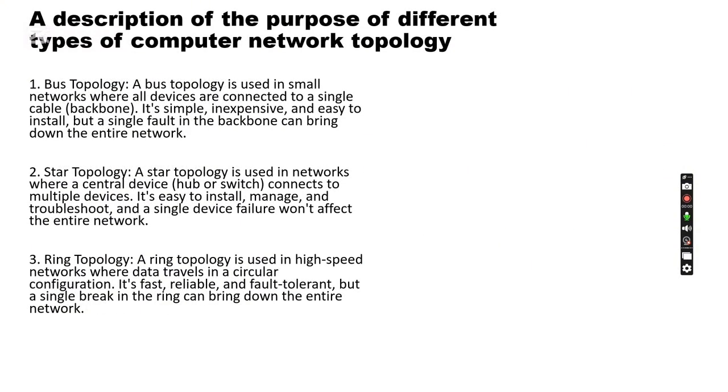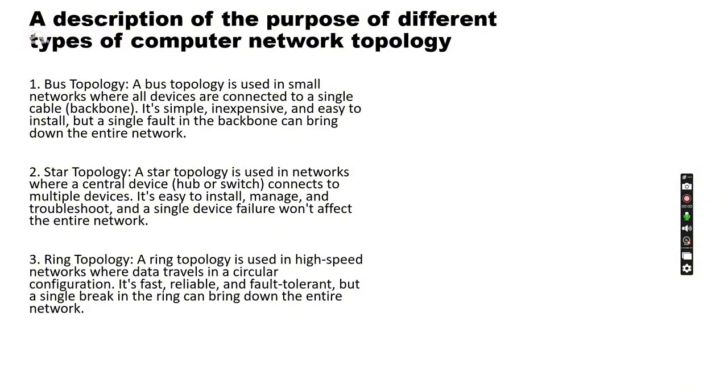Bus topology. A bus topology is used in small networks where all devices are connected to a single cable. Star topology. A star topology is used in a network where a central device connects to all others, easy to troubleshoot, and a single device failure won't affect the entire network.